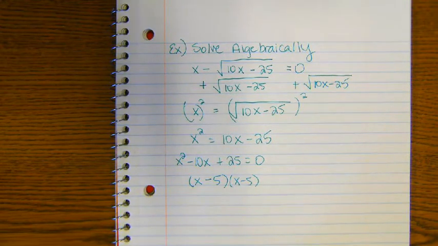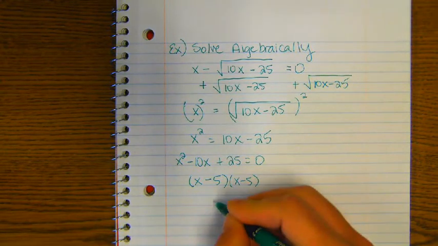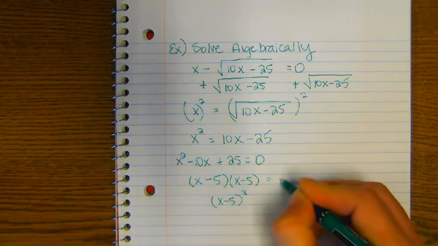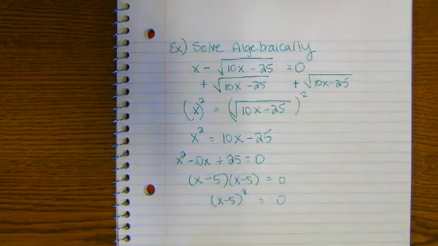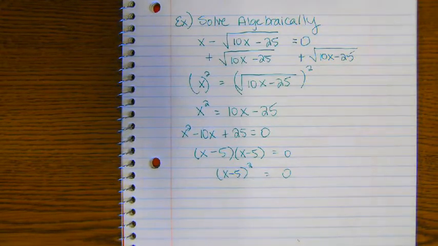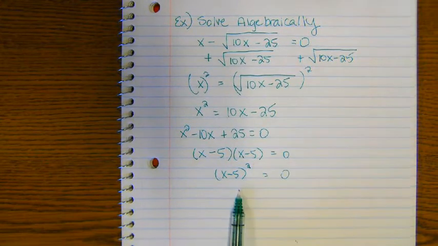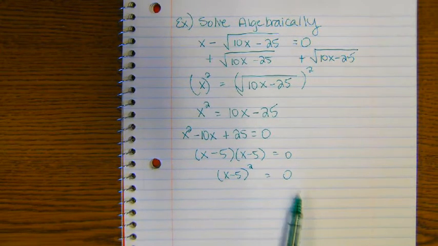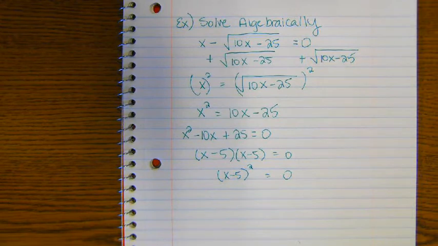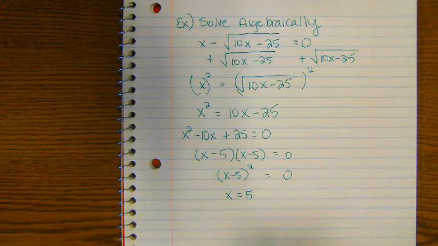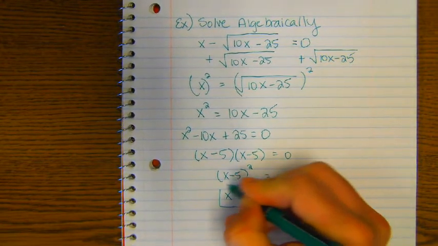Or what's another way of writing that? Okay. So then I asked myself, what would make these two parentheses, or this one parentheses, equal to 0 when x equals what? Okay. So that's our solution.